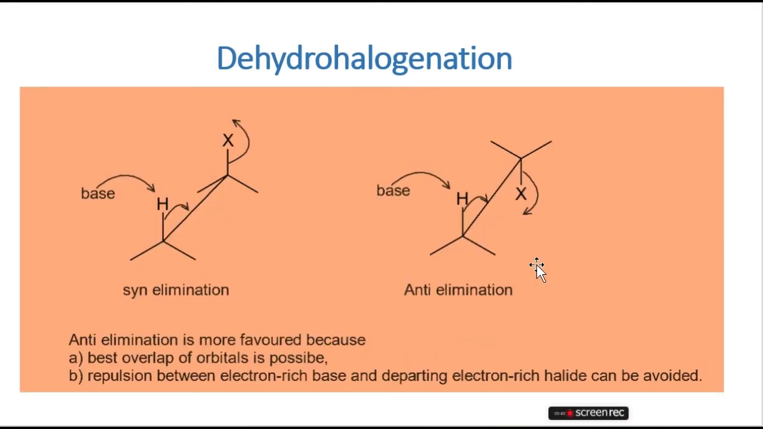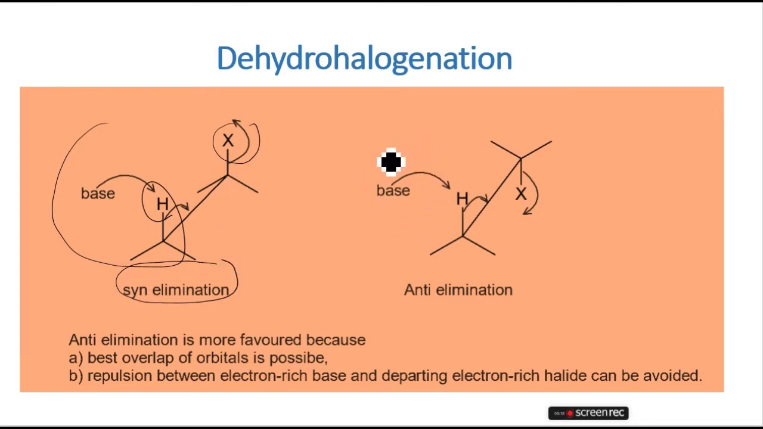So in the more example, you can see this in this structure. When this is not cyclic, you can draw this type of conformation. In this conformation, the base will abstract this hydrogen and this halogen will leave, but these are in syn elimination. This syn elimination usually does not happen.